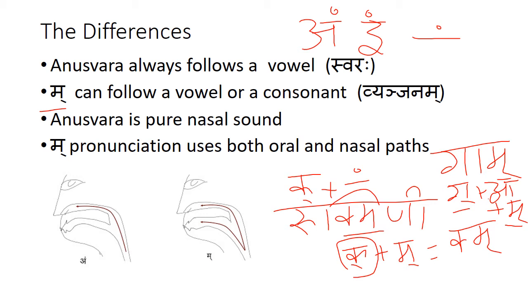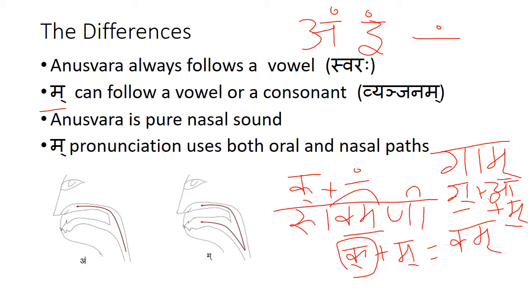So what is the difference between the pronunciation in all? As you see here, Anuswara is a pure nasal sound. Anuswara is produced or pronounced using just the nose or the nasal path here, as you see here in the first diagram. Whereas Makara uses to produce the sound ma, we need to use both oral and nasal parts. That is both mouth and the nose, as you can see here.